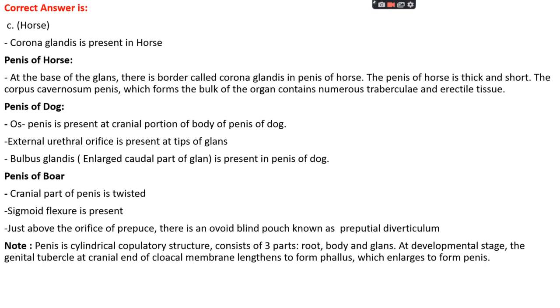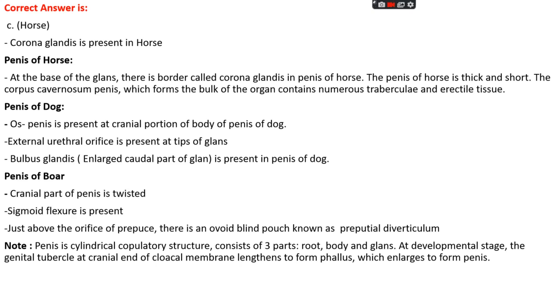We see that the penis of the horse, in comparison to the ox, is thicker and shorter. At the base of the glans there is a border which is known as the corona glandis. The corpus cavernosum penis, which forms the bulk of the organ, contains numerous trabeculae and erectile tissue in the penis of the horse.